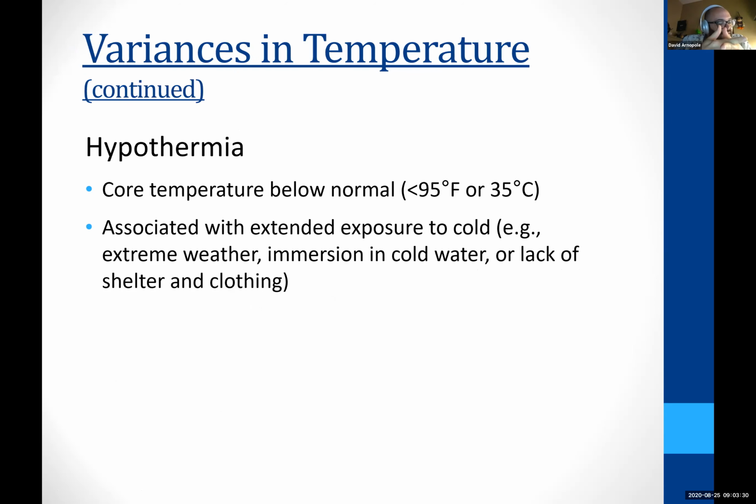Hypothermia, you guys, several of you have already said something about hypothermia, but it's just a low temperature, hypo temperature. Core temperature is below 95 degrees. Again, this should make sense to you if you have a normal range and it's below or above. Hypo and hyper should just kind of make sense to you why it's considered a problem. This could be due to extended exposure to cold weather, a lack of shelter.